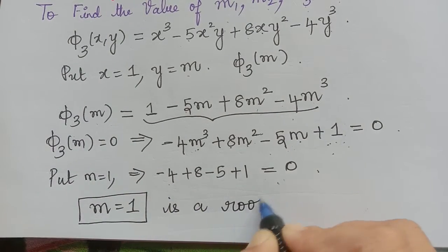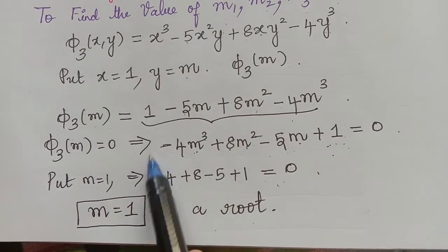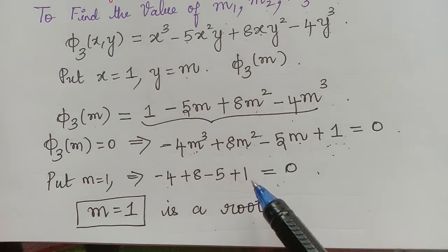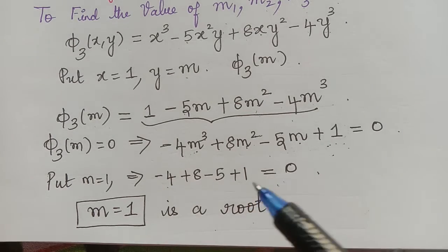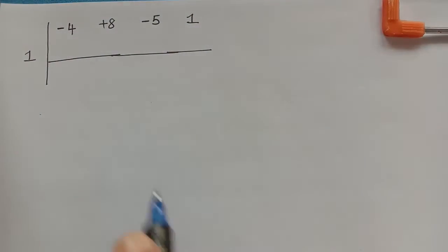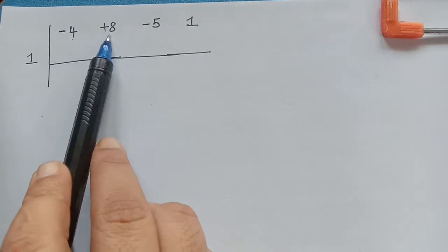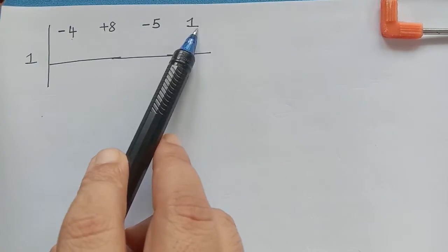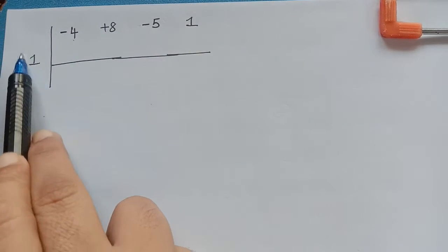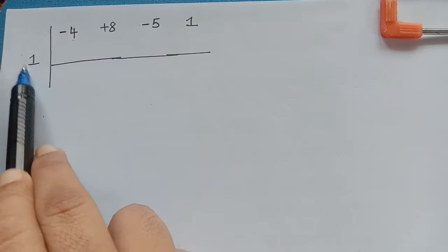Now in order to find the other 2 roots, we shall use synthetic division and divide this by 1 and get the quadratic equation, and from the quadratic equation let us find the other 2 roots. So in order to do synthetic division, I have taken and written the coefficients of m cube, m square, m and the constant term here. Now let us do the synthetic division. We have found that 1 is a root. So we are going to divide all these with 1.